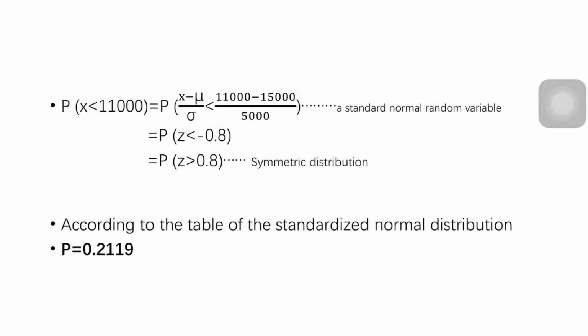The probability of X is less than 11,000 equals the probability of Z is less than minus 0.8. The distribution of Z is symmetric, so it also equals the probability of Z is greater than 0.8. According to the table of the standardized normal distribution, the answer to this problem is 0.2119.